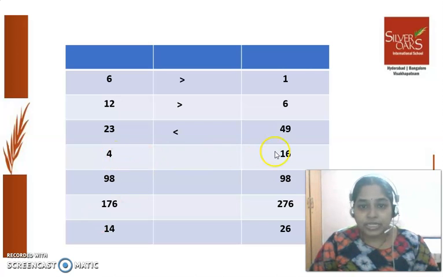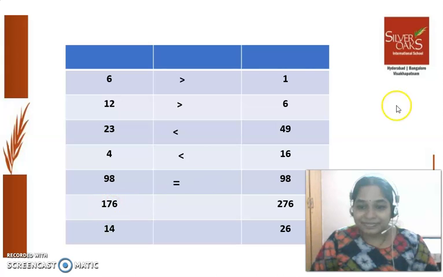Next 4 and 16. Look at the size. Here it is a single digit and here it is a two digit. So two digit number is always greater. So 4 is less than 16. Next 98 and 98. Both the sides the size is equal. The tens place is equal. Ones place is equal. The numbers are equal. So 98 is equal to 98.